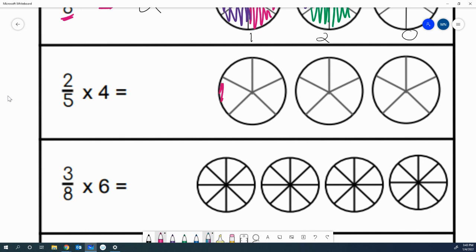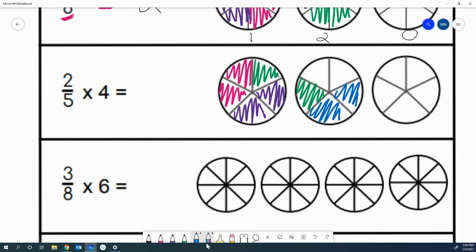Your first color, we should have colored 1, 2. Your second color, we're going to color 1, 2. Your third color, we're going to color 1, 2. And your fourth color, we're going to color 1, 2.